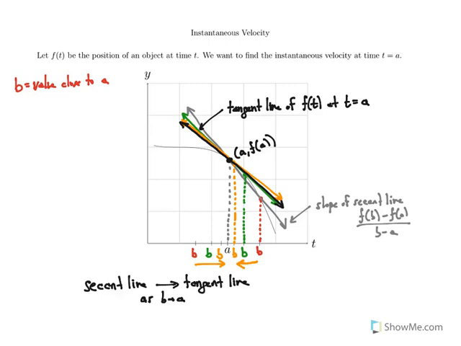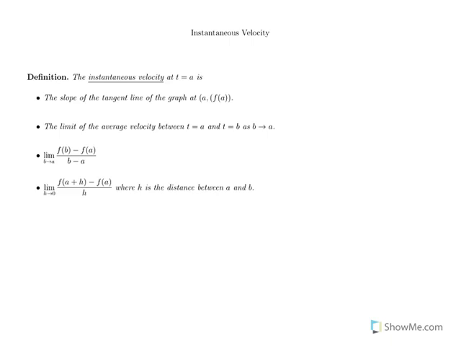So now let's look at the definition of instantaneous velocity, bringing this all together. We're going to say that instantaneous velocity at t equals a is the slope of the tangent line of the graph at the point a, f of a. That's what we showed on the last thing. So if we have some kind of function here, and we're looking at a, the instantaneous velocity is this tangent line, and the slope of that line is the instantaneous velocity.